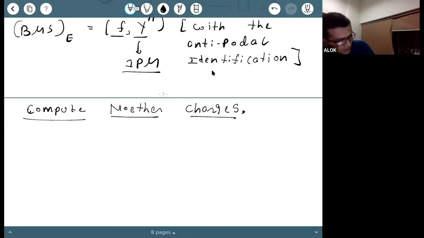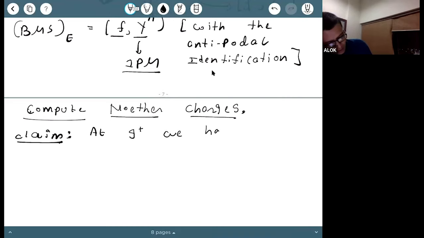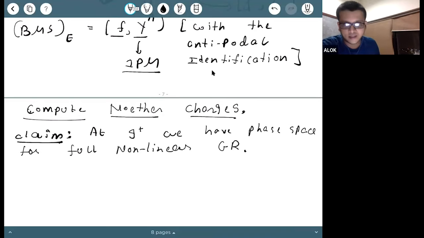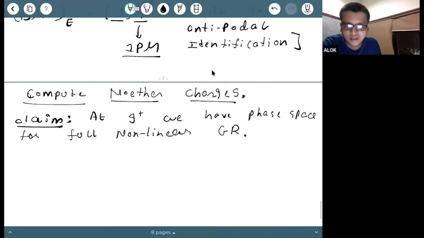So one small aside: a nice analysis that was done in the 80s was that at scri plus we have a phase space for full nonlinear GR. In the canonical formulation, it would be very hard because of constraints, etc., but at scri things kind of simplify. And so I will just tell you what the phase space is.